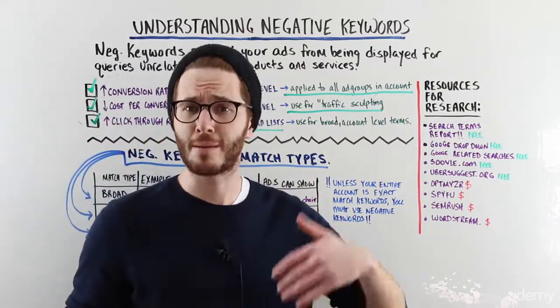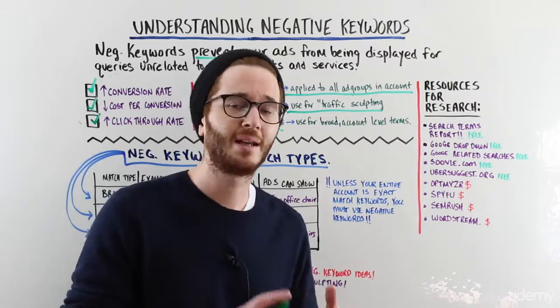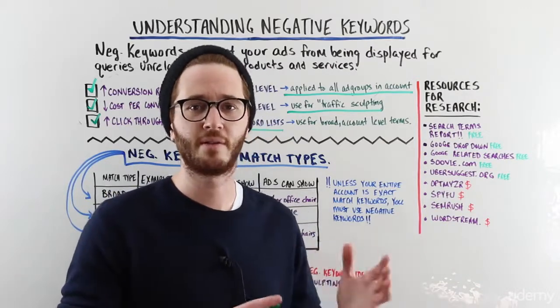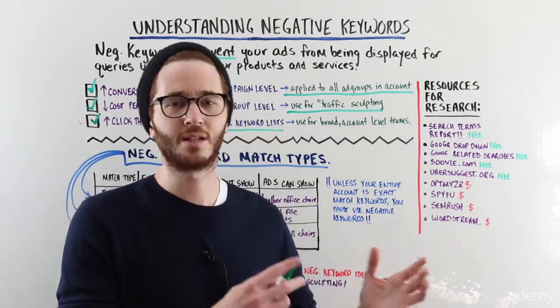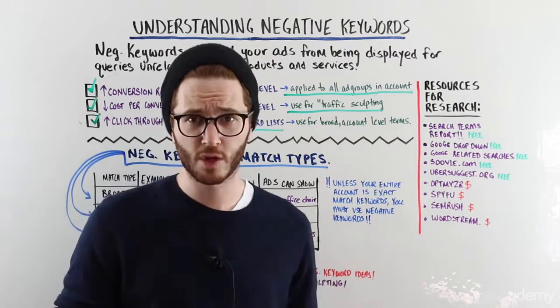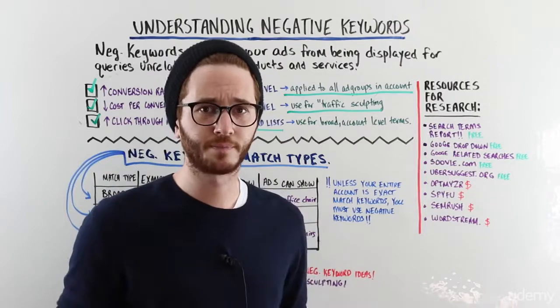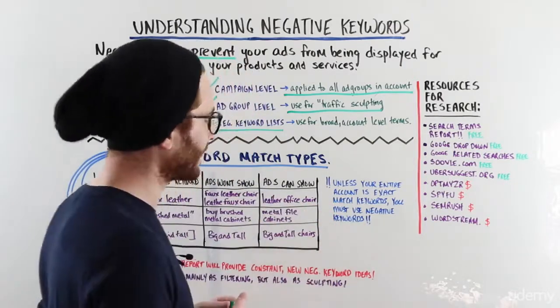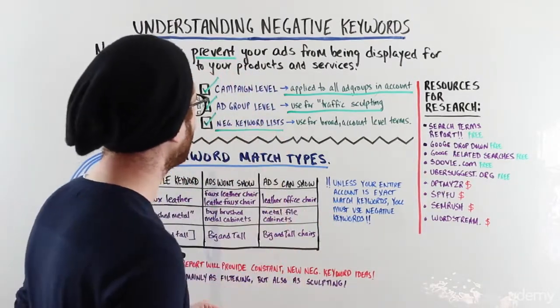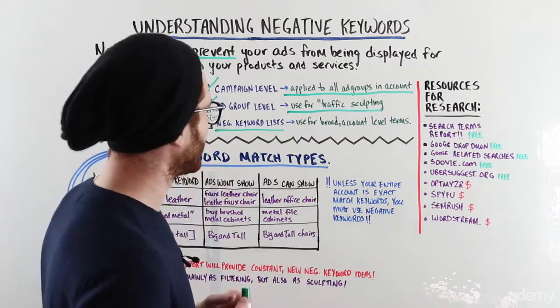So we can create that list, we could create multiple lists, and we could apply different lists to different campaigns, and it's very, very easy to add to the keyword list, to remove keywords from the keyword list, and to apply to multiple campaigns. We're going to go ahead and actually do that in the very next video, but just know that those are the three types of negative keywords: campaign level, ad group level, negative keyword lists.